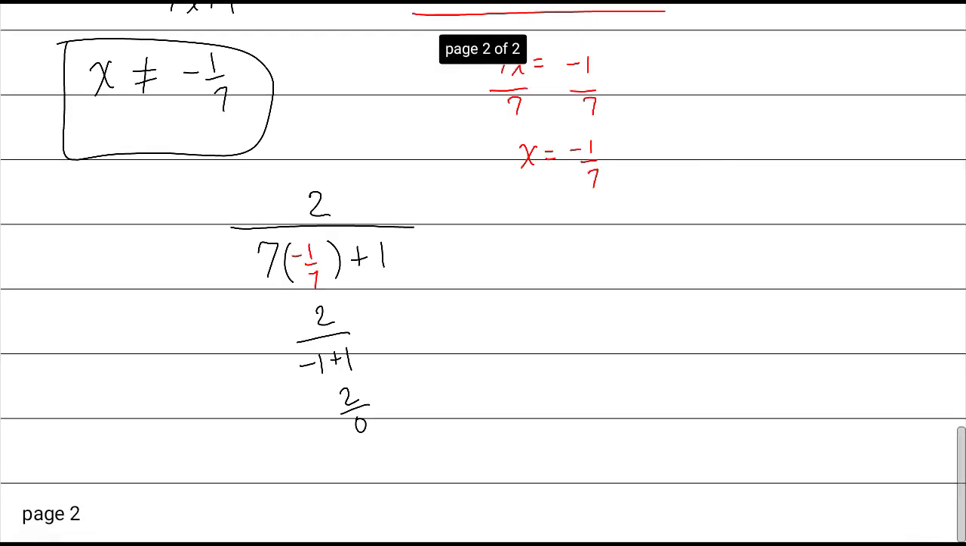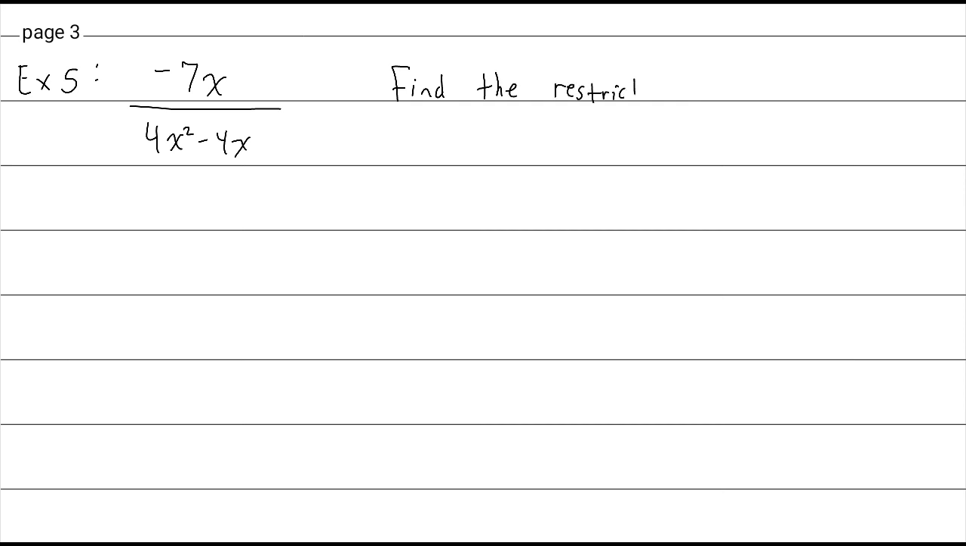Guys, I apologize. All right, example 5. So here is a rational expression. And the question is, are there any restrictions? Find the restrictions. Are there any? And find them. And you can have more than one. It is possible.